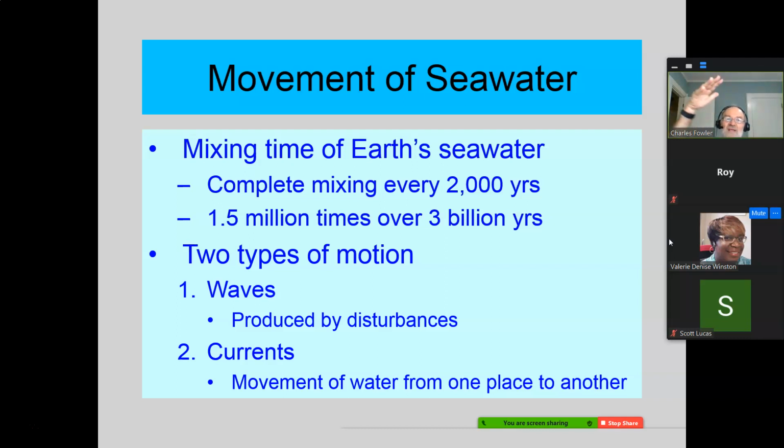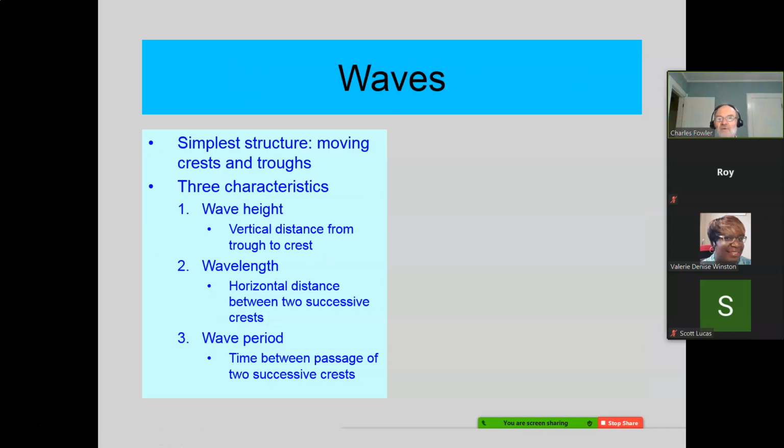Now that mixing is largely in the upper part of the ocean's waters. It doesn't go that far deep. The deeper waters are mixed by currents. Currents are movement of water from one place to another. These can be very deep and they can be close to the surface as well, but they're not right on the surface like waves. They may be on the surface, but they may go much deeper than waves go. So let's look at these separately. If I can get the screen to advance. There we go. Let's first look at waves.